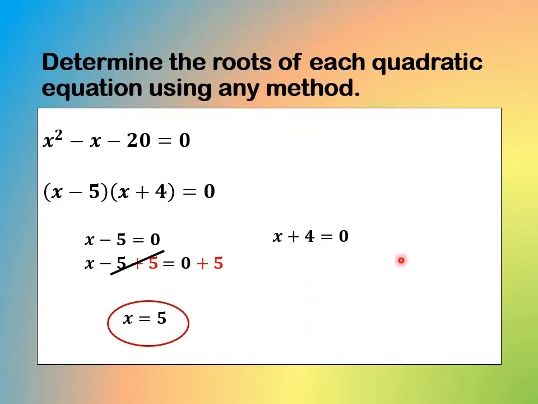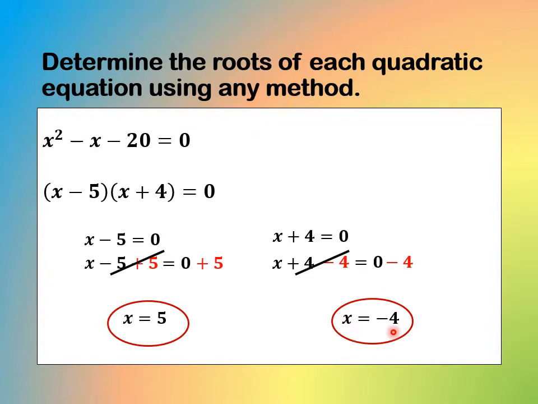Next, we have x plus 4 is equal to 0. Again, ano ang makakapagpa-0 kay 4 na nasa left side ng equation? That is minus 4. Okay? So, x plus 4 minus 4 is equal to 0 minus 4. So, 4 minus 4, that is 0. Ang matitira na lang sa left side ng equation ay si x. And then, 0 minus 4, that is equal to negative 4.